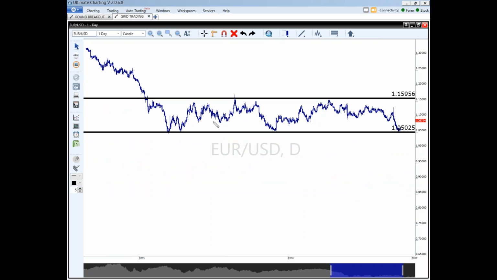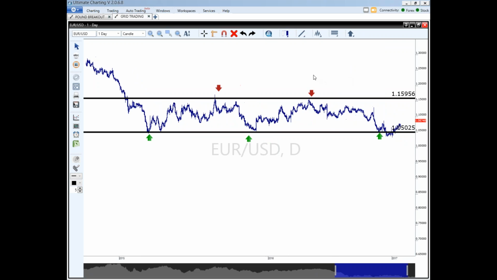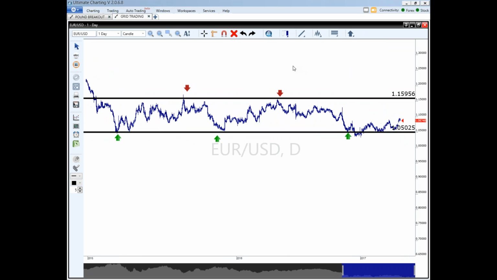And here is the support. Here's the support. Here's the support. Here's the resistance. Here's the resistance. How many of you see the sideways movement of the market on the Euro?